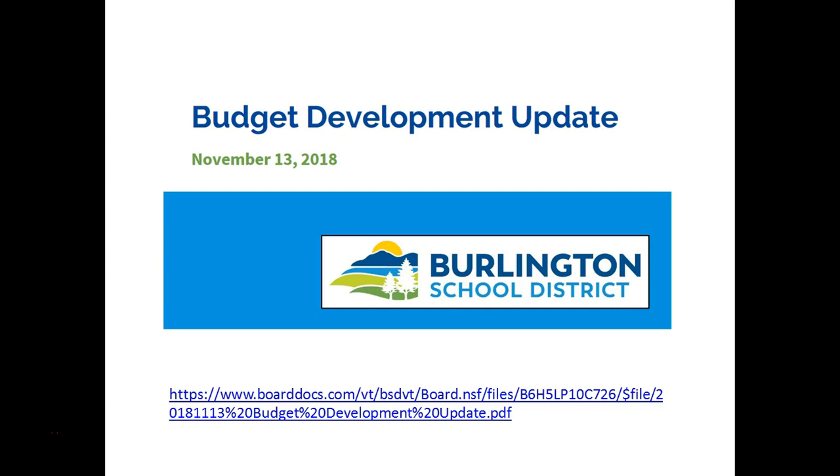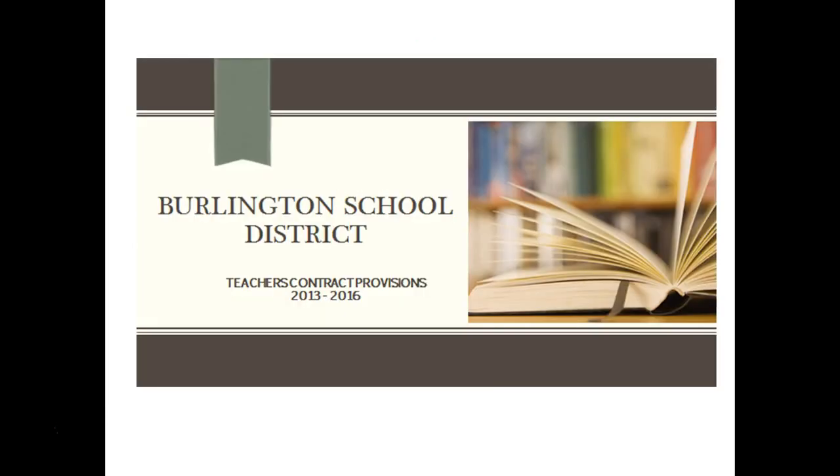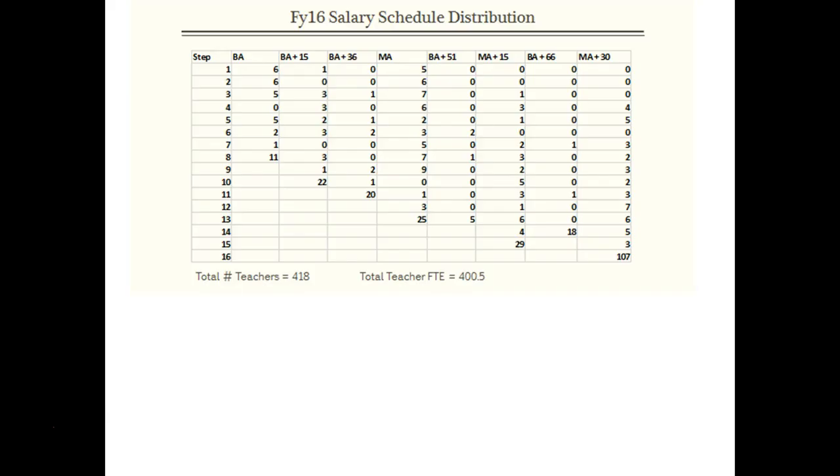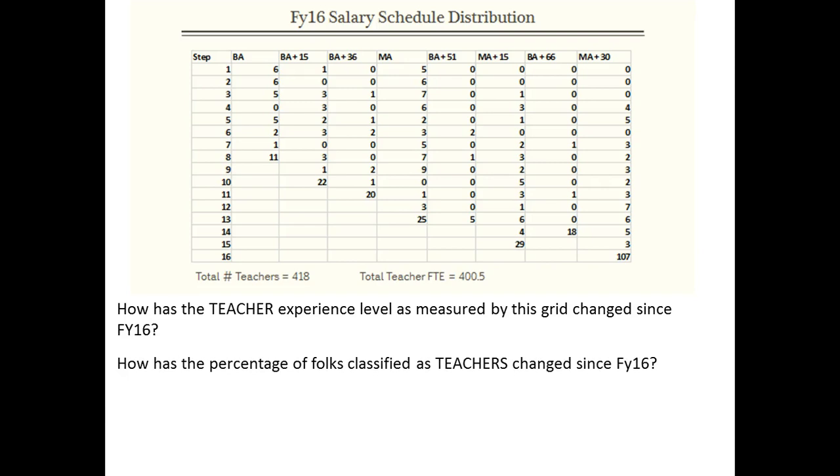Back to the budget slides. Slide 20 talks about 70% of expenditures. As you know, the last board did a tremendous job outlining the cost of the teacher contract. This data included the grid, which was basically the salary distribution and the experience level of teachers in the district. It'd be interesting to know how that has changed. Has the percentage of teachers changed?